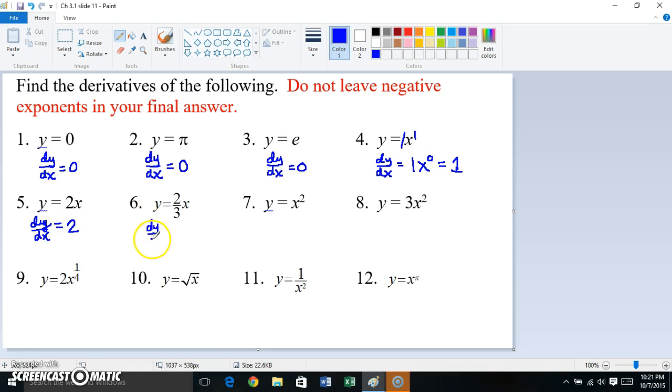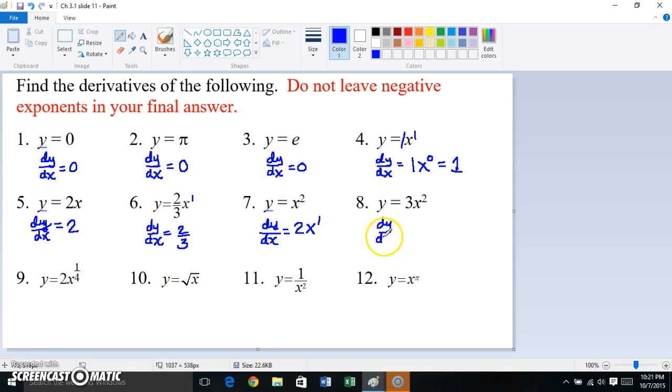Number 6. Coefficient is 1. Bring that down in front. That's 2/3 times 1, or 2/3. Reduce the power by 1, x to the 0. So no variable term. So the derivative of a constant is 0. The derivative of a linear function is the slope of the linear function. The derivative of a quadratic, bring that exponent down in front as the coefficient, reduce the power by 1. The derivative of x squared is a linear 2x.